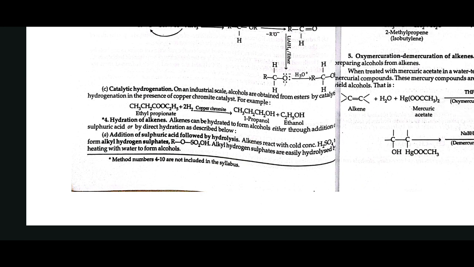Catalytic hydrogenation. On an industrial scale, alcohols are obtained from esters by catalytic hydrogenation in the presence of copper chromite catalyst. Fourth, hydration of alkenes. Alkenes can be hydrated to form alcohols either through addition of sulfuric acid or by direct hydration as described below.